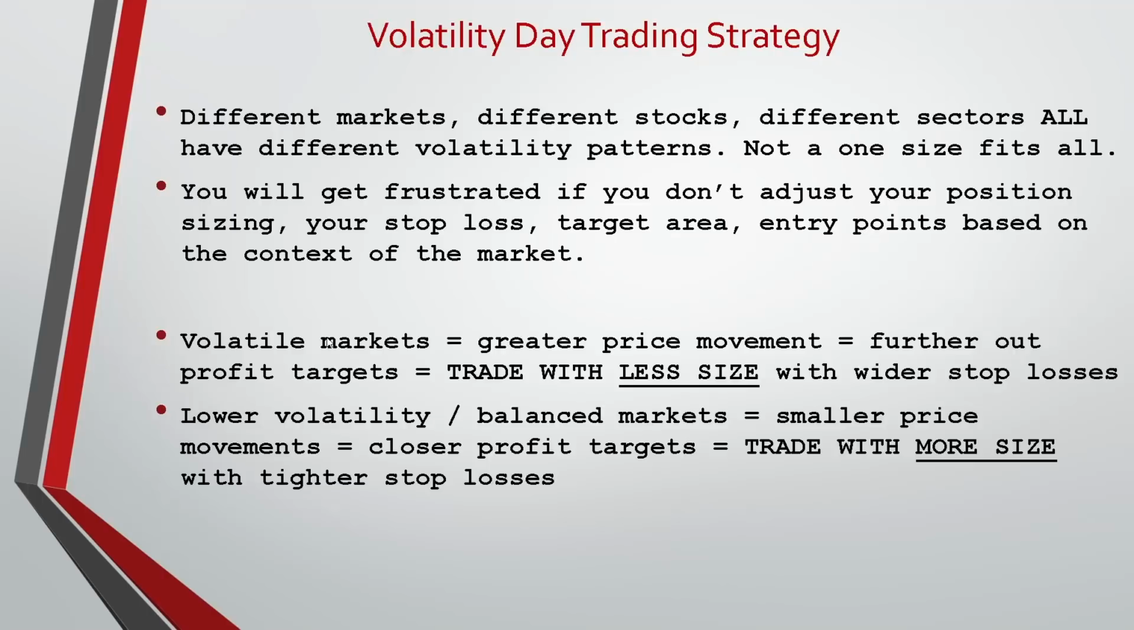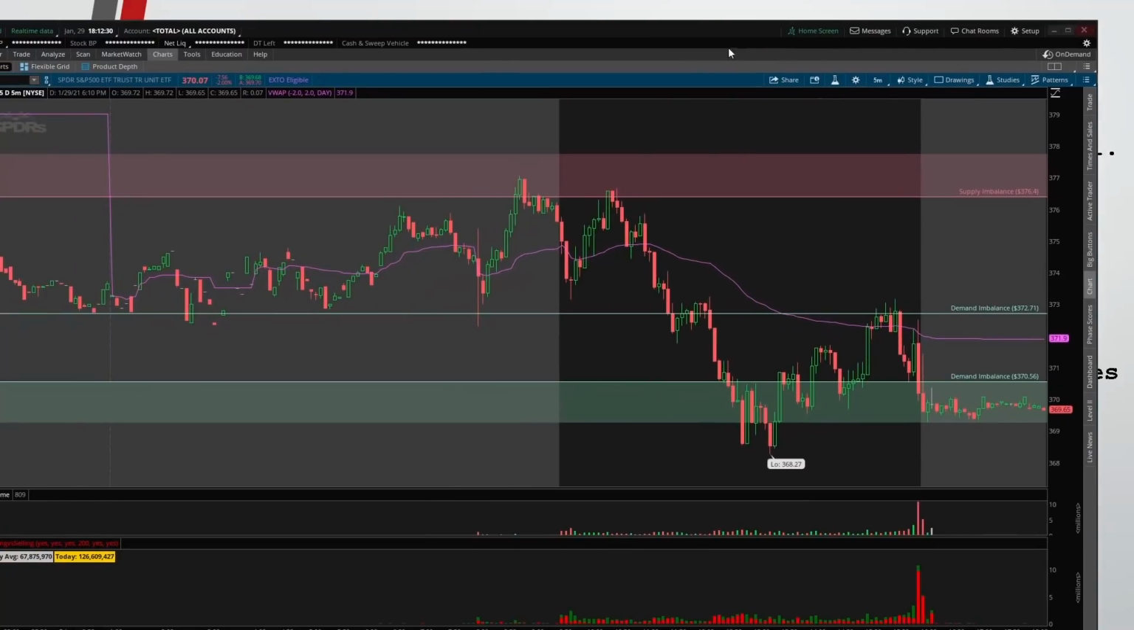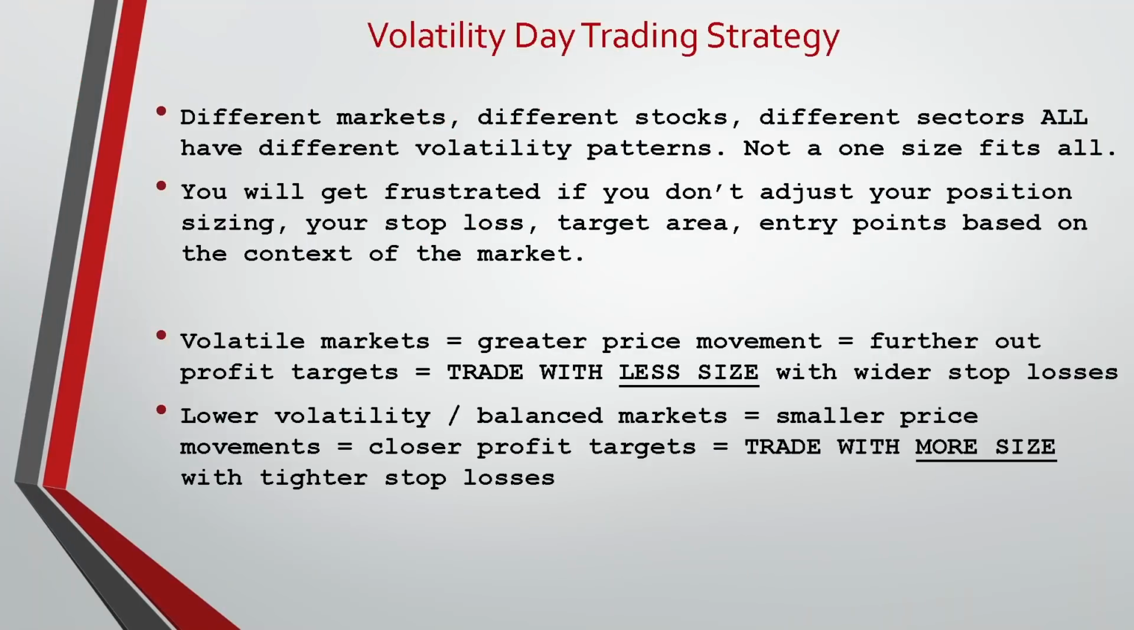Volatile markets mean greater price movements. So again, this is an imbalanced market. Imbalanced usually means volatility. We have greater price movements than what we see in a consolidation, balanced market where participants are agreeing on price. Imbalanced means we have one side of the market not agreeing on price. Therefore, we're going to have greater price movements, and we have to compensate as traders to adjust our profit targets further out. And because we have further out profit targets, we are going to have to trade with less size and a wider stop loss to compensate for volatility and those crazy price swings.